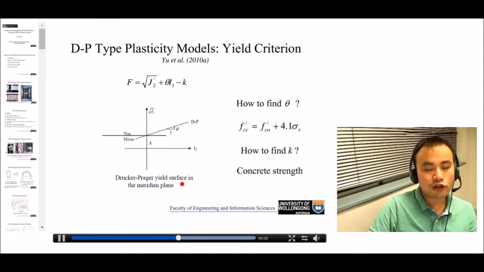So basically, in the meridian plane of the stress space, this function is a straight line, which means the shear strength increases with the hydrostatic pressure. This is different from the well-known von Mises criterion for metal. For metal, J2 is a constant for most metals such as steel. However, for concrete, J2 increases with the hydrostatic pressure at a certain rate. As you know, in this function there are two parameters, theta and k. We need to define these two parameters.